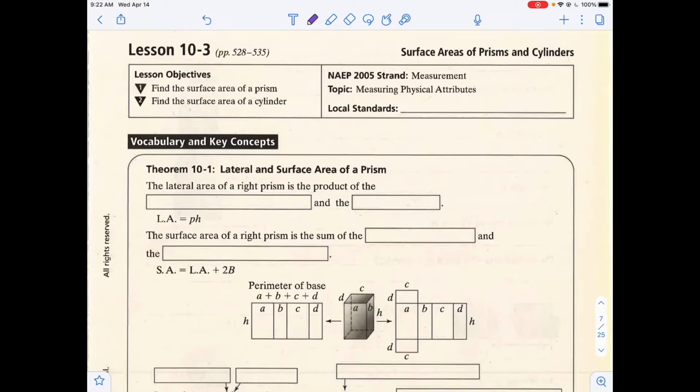All right, 10.3 is about surface areas of prisms and cylinders, and there are quite a few vocabulary words and some new theorems. So, here we go. Theorem 10.1 is the lateral surface area of a prism.